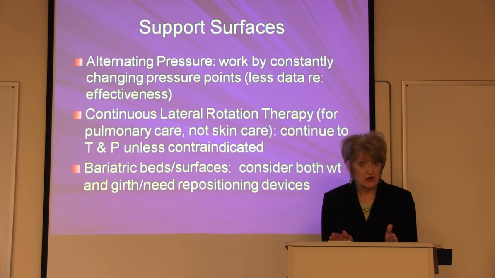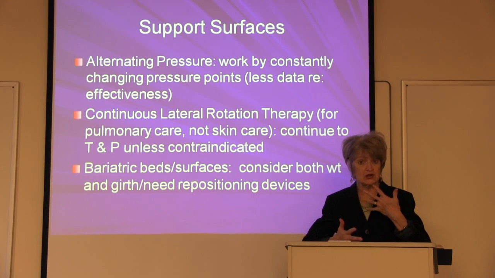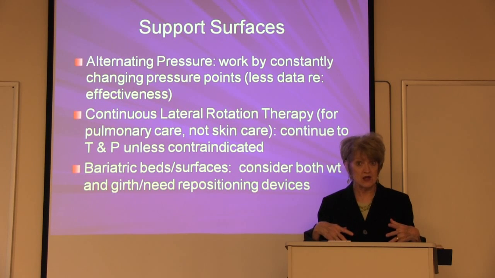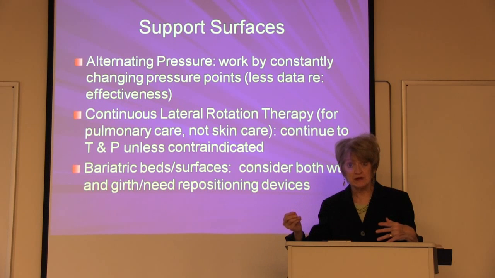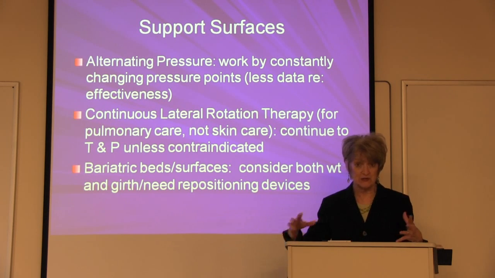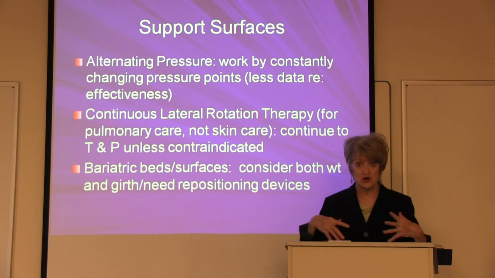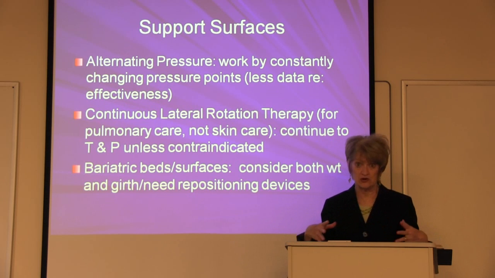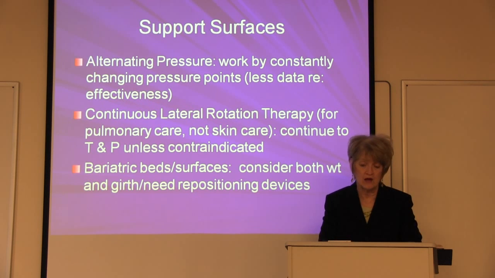Also, you have to consider girth, because if you have a patient who's relatively short and whose weight is concentrated in the trunk, then maybe they don't tip the scales at a level to say they need to be on a bariatric surface, but the problem is they can't effectively turn. They need a bariatric bed so that they have the width to allow them to turn effectively. So consider both weight and girth, the patient's ability to be repositioned and to assist with repositioning.